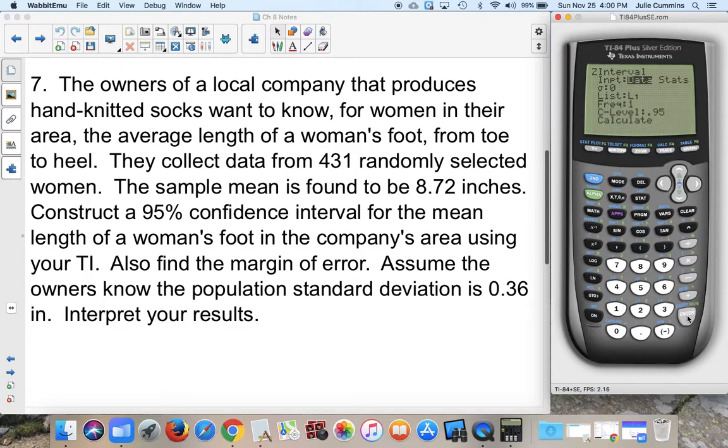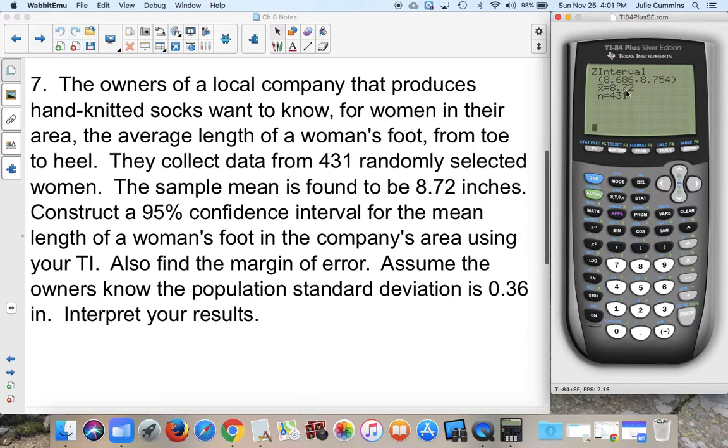If you have raw data, you would need to input it into L1 or L2, which we don't have; we have statistics. So you're going to arrow over to stats and hit enter, and then it gives you this. So we know that our standard deviation is 0.36. We know that x bar, that's our mean from our sample, is 8.72. n is the number of people, that was 431. And then our confidence level, we can just put it in here. We have 95%, and then we're going to click on calculate.